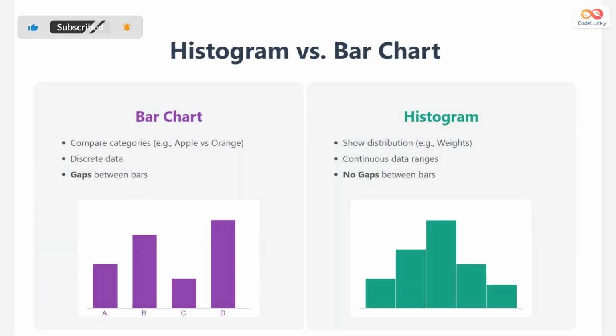A common mistake is confusing histograms with bar charts. Let's look at the differences. A bar chart is used for categories, like comparing apples and oranges. Notice the gaps between the purple bars? A histogram, however, is for continuous data ranges. Because the number line is continuous, the bars touch each other. There are no gaps between the intervals.